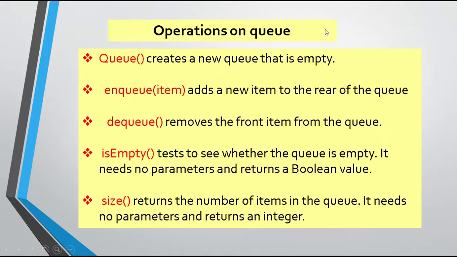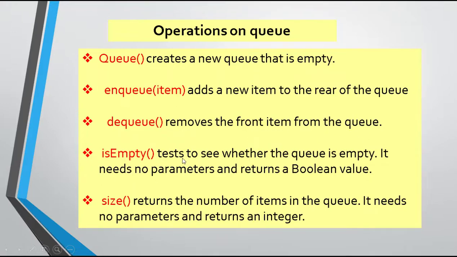Now let us see the operations of the queue. Queue will create a new queue that is empty. So it is creating a queue which has no elements, and we call it an empty queue. So we use the queue function. Enqueue item adds a new item to the rear end of the queue. So it is adding an item to the already existing queue. The queue is there, and you want to add a new item. The end where you add is the rear end of the queue. And DQ will remove an item from the front end of the queue.